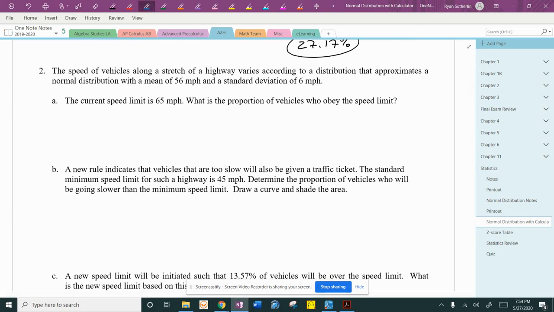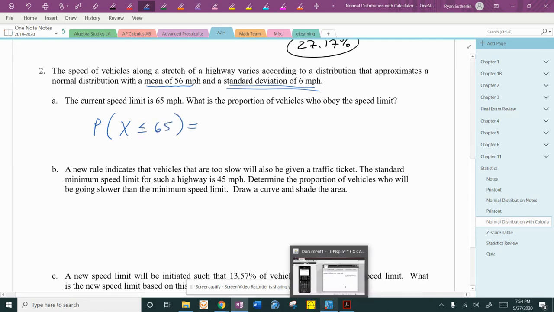All right, let's take a look at this. The speed of vehicles along a stretch of highway varies according to a distribution that approximates a normal distribution with a mean of 56 miles per hour and a standard deviation of 6. The current speed limit is 65 miles per hour. What proportion of vehicles obey the speed limit? So, what's the probability that their speed is less than or equal to 65?